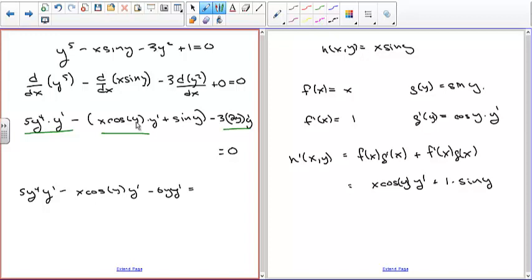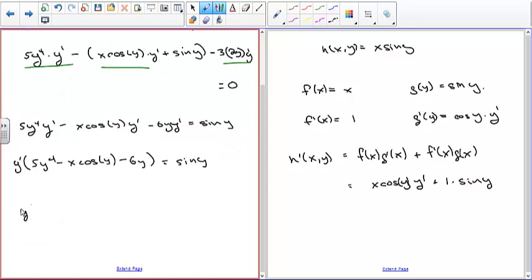This other one needs to go to the other side, this negative sine y, so that when it goes to the other side, it'll become positive. If you factor out the y prime, you get 5y squared minus x cosine y minus 6y, and that's equal to the sine of y.